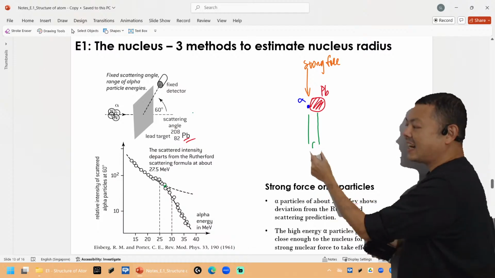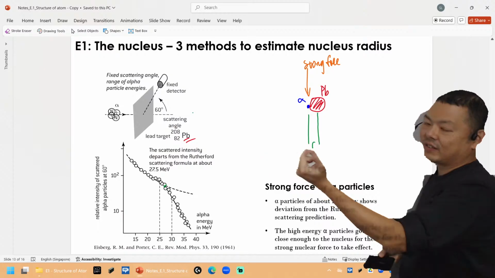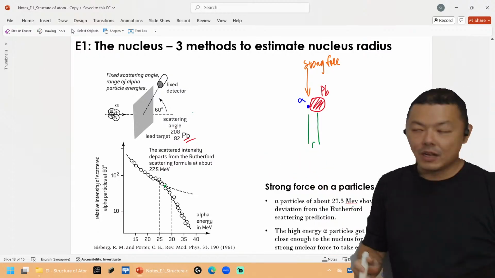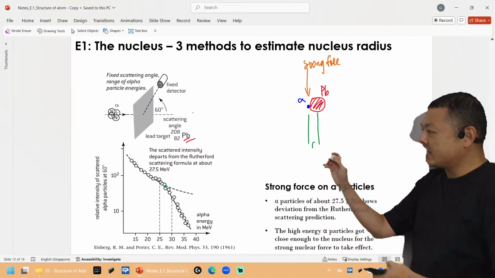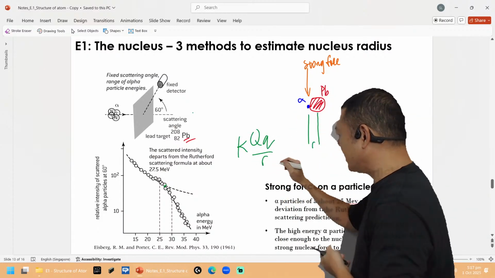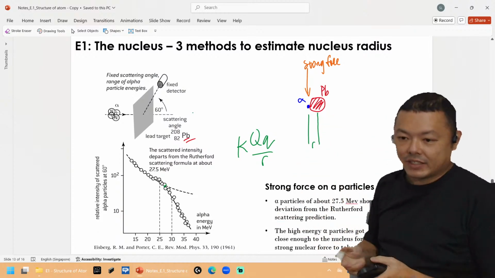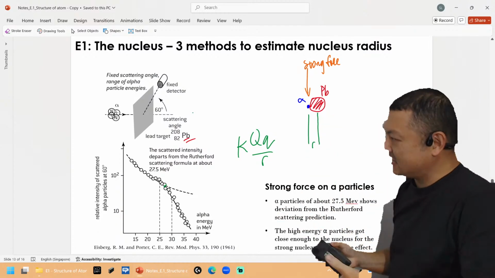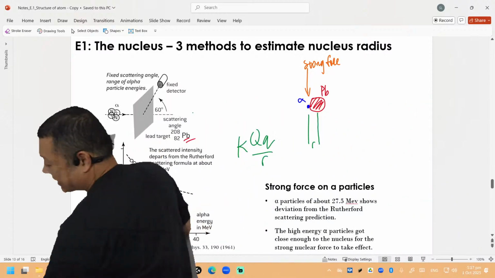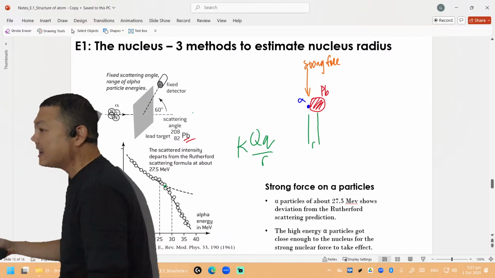Which means that this R can be considered almost the radius of the nucleus already. Okay? So if you do use the same equation, kQQ over R, the R here is pretty much almost the size of the nucleus, but not quite actually. So in reality, this is still not the best method. No, they won't ask you to compare the methods.